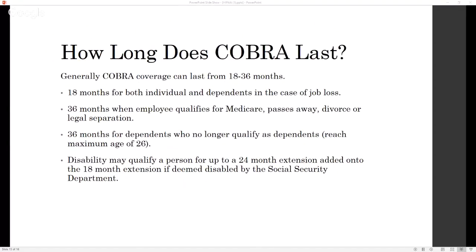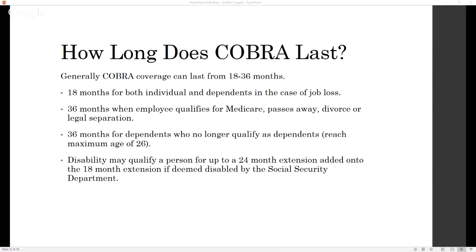So how long does COBRA last? This kind of just depends on the circumstances. It's generally between 18 and 36 months. 18 months for both the individual and dependents in the case of job loss. 36 months if the employee qualifies for Medicare, passes away, divorce, or legal separation. 36 months for dependents who are no longer qualified as dependents once they reach the age of 26.